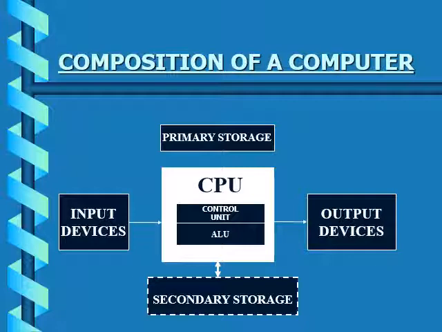But then what if we want to store some of that information? We have two types of storage. We've got the primary storage and we've got the secondary storage. Storage is memory. In our head, we've got storage silos.